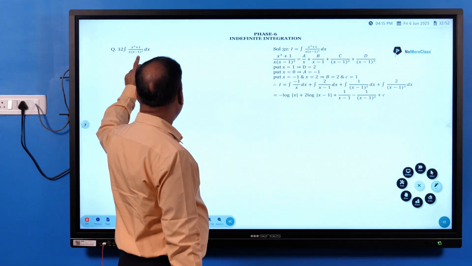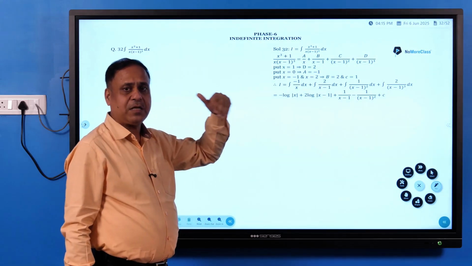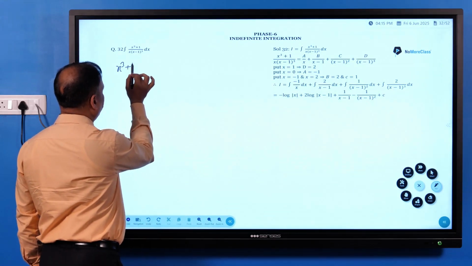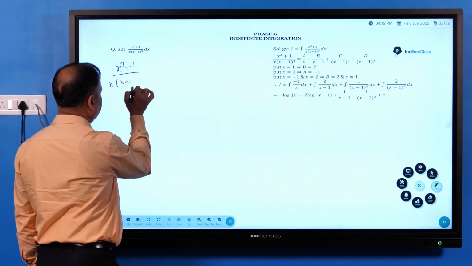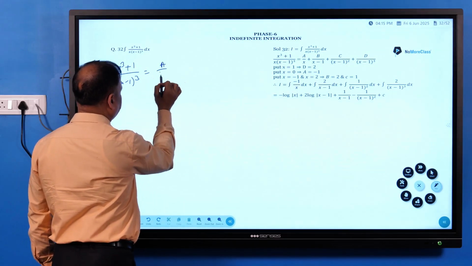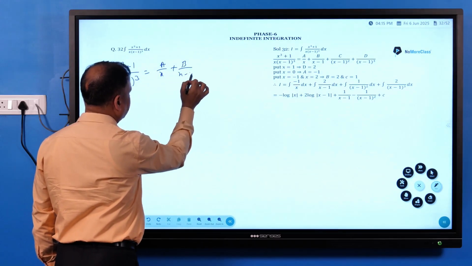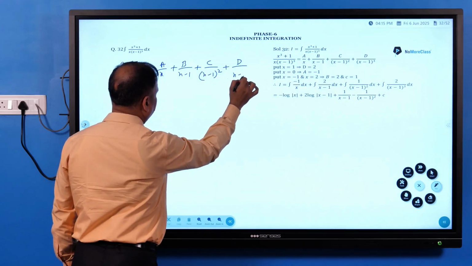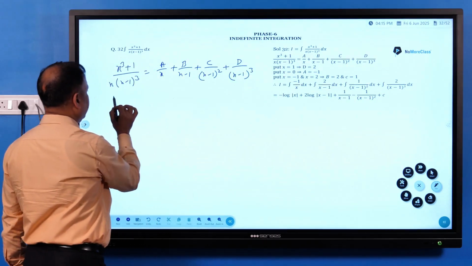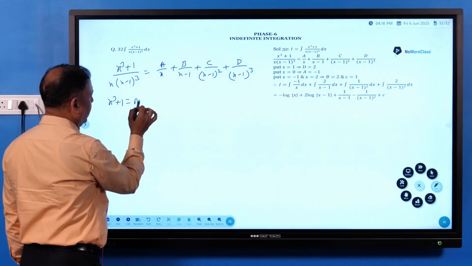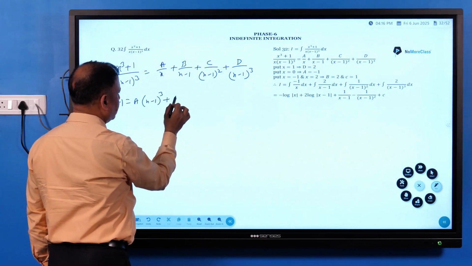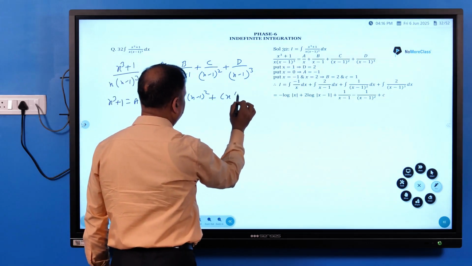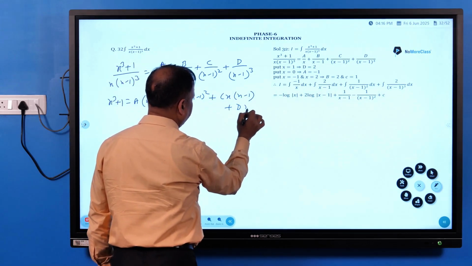Here there is no quadratic. See, x cube, this is a linear factor repeated 3 times. It is not a quadratic. So what is the method here? (x cube plus 1) upon x into (x minus 1) cube is equal to a upon x, the linear factor, plus b upon x minus 1 plus c upon (x minus 1) square plus d upon (x minus 1) cube. So take LCM: x cube plus 1 is equal to a (x minus 1) cube plus bx (x minus 1) square plus cx (x minus 1) plus dx.